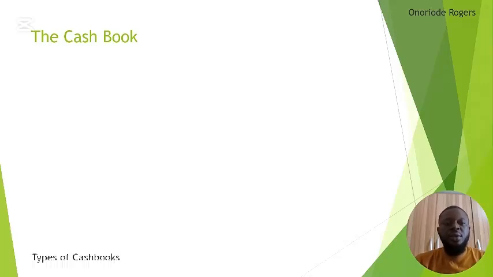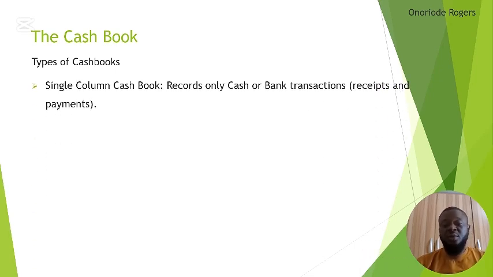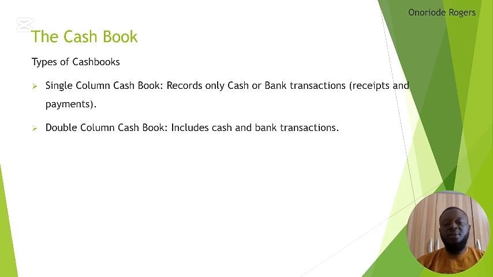Okay, the cash book. Like I said, we have 3 or 4 types. We have the single column cash book, which we treated in our previous video. It records cash or bank transactions. There is a single column. The column for amount on the debit side is only one column, and the column for amount on the credit side is only one column. Then the double column cash book has 2 columns for amount on the debit side and 2 columns for amount on the credit side.